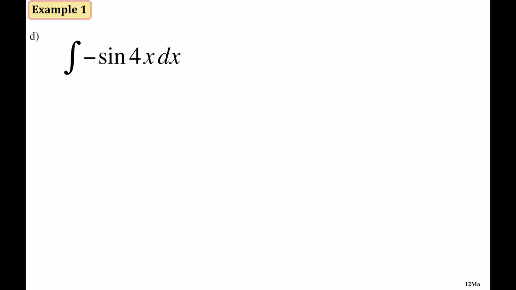Let's try 1 part D. Now, this time we're integrating negative sine 4x. What's the integral of sine? Well, the integral of sine is minus cos. Now there's a minus sign already there in the question. So there's our minus sign from the question, and the integral is minus cos.